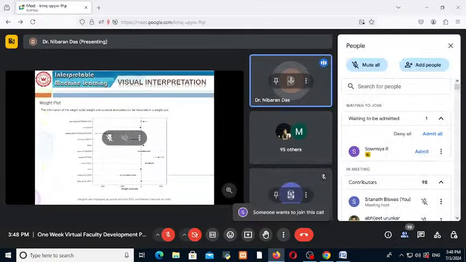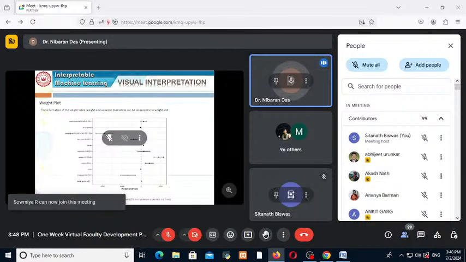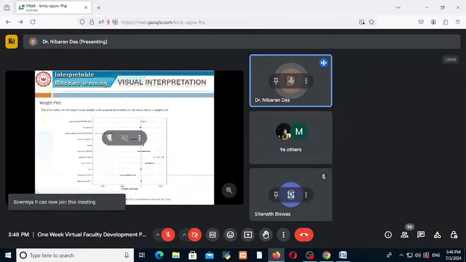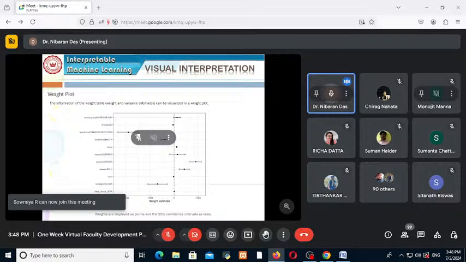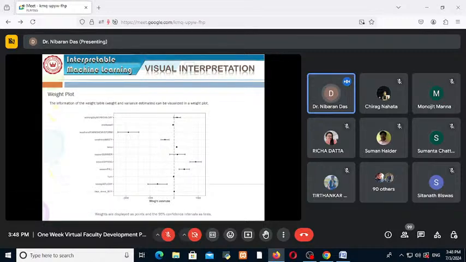In-person weight table, weight matrix can be visualized in weight form. So this is actually a bike rental problem. The bike rental problem is about the rental of a bike, and it depends on different features.